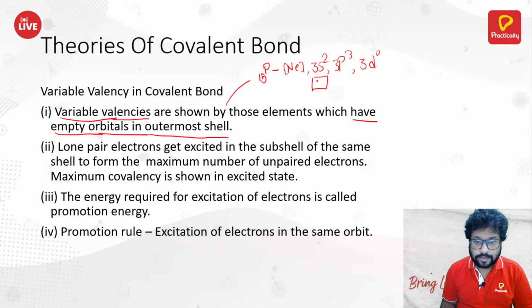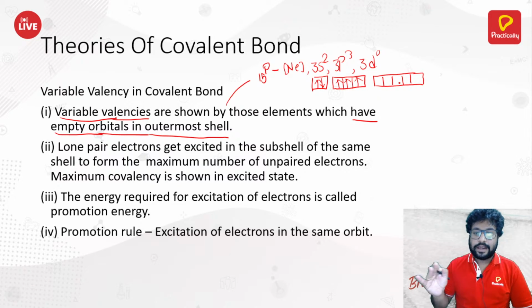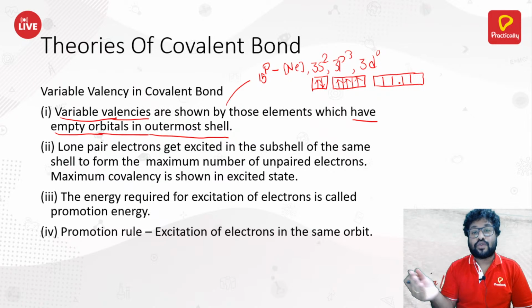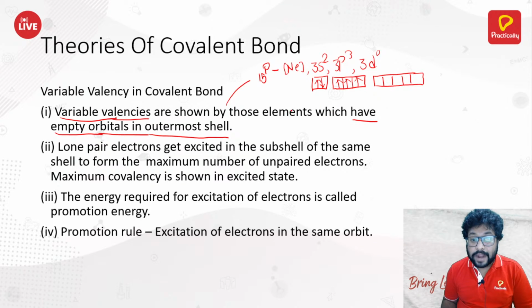For the s orbital you have 2 electrons here. For the p orbital you have another 3 electrons here, and your d orbital is empty. Every element always shows as many valencies as the number of unpaired electrons. You can clearly see the unpaired electrons here. There are 3 unpaired electrons. So phosphorus valency is 3. It is always 3.